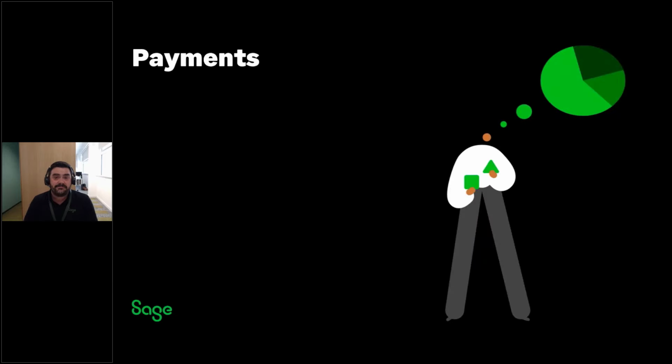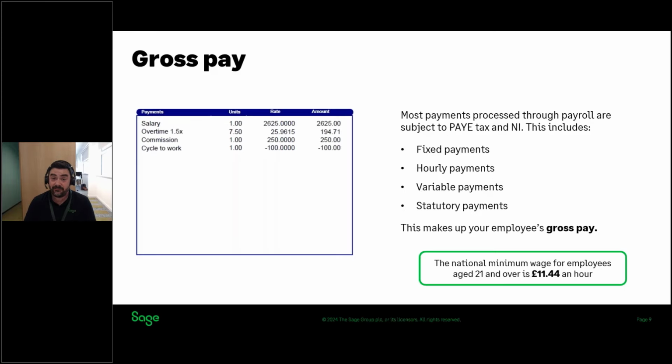So let's start our journey by taking a look at the payments area on a payslip. These are the payments that were made to Harry last month on his August payslip. Most payments that you process through payroll are subject to tax and national insurance, and often subject to pension contributions as well. That would include fixed payments, such as a fixed salary, and hourly payments, if you pay your staff based on the hours they've worked. Maybe they give you timesheets, or perhaps some of their earnings are based on the hours they've worked.